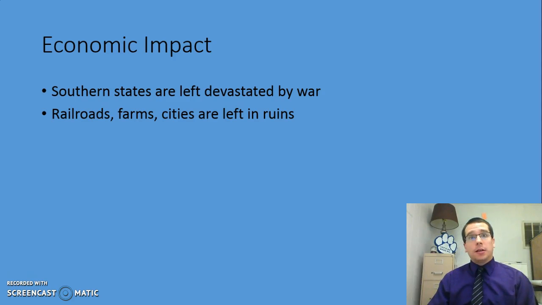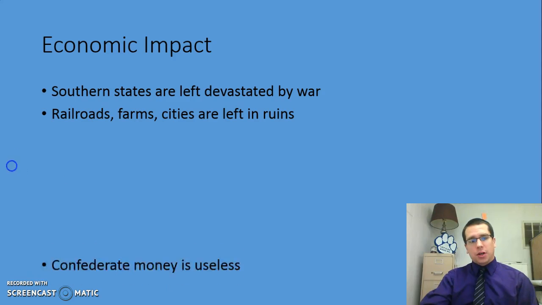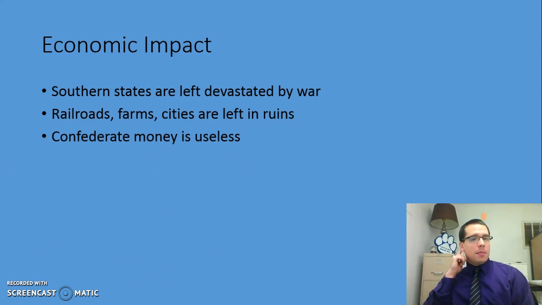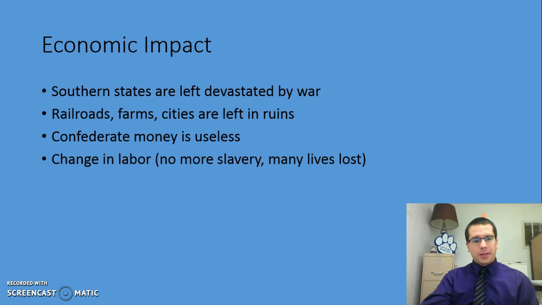Farms, some are left there that are still workable, but many farms, especially on the far east coast, are destroyed. Big cities, Atlanta, Richmond, are in ruins. Those need to be rebuilt still, even after Reconstruction has happened. Confederate money is completely useless. Remember, Confederate money had such high inflation during the war, and then afterwards, literally, it is not legal tender anymore. So Confederate states are left poor as well.